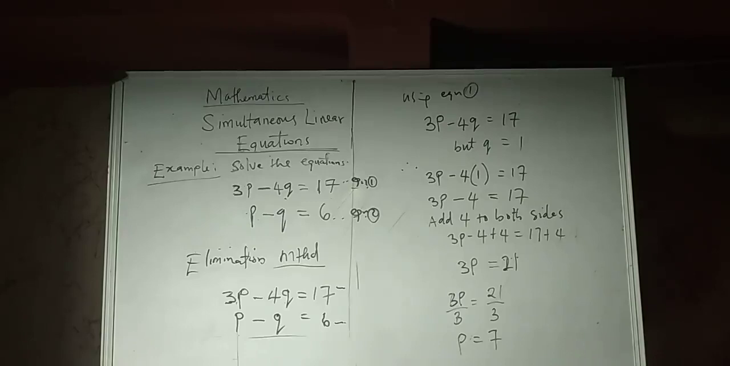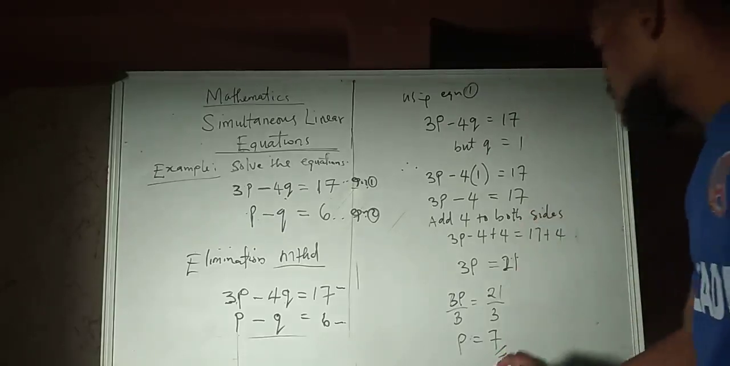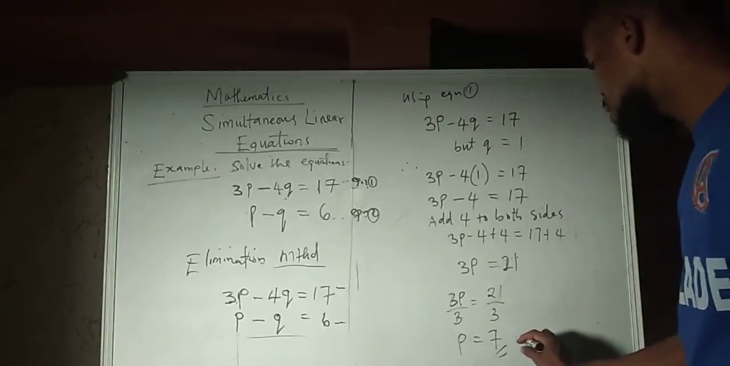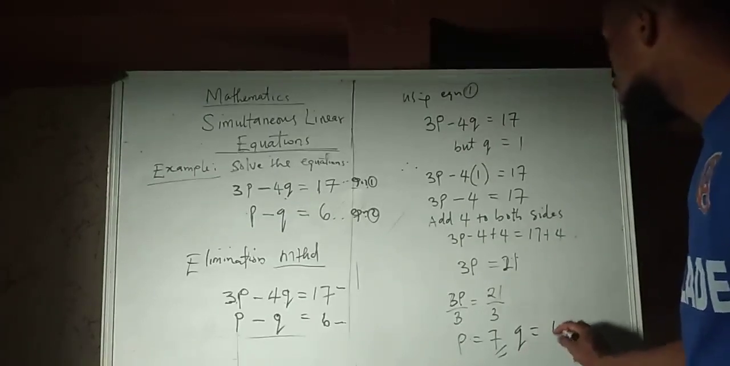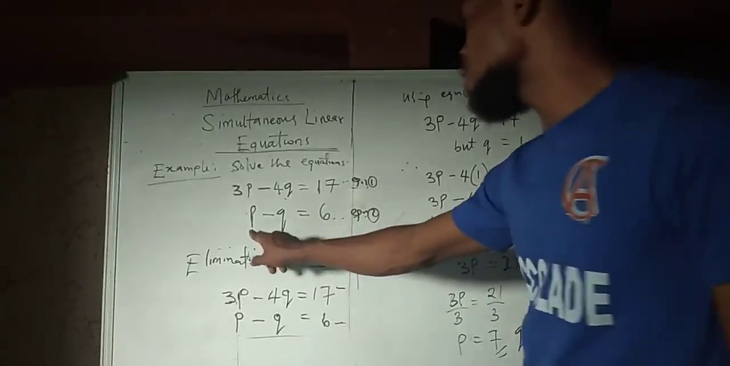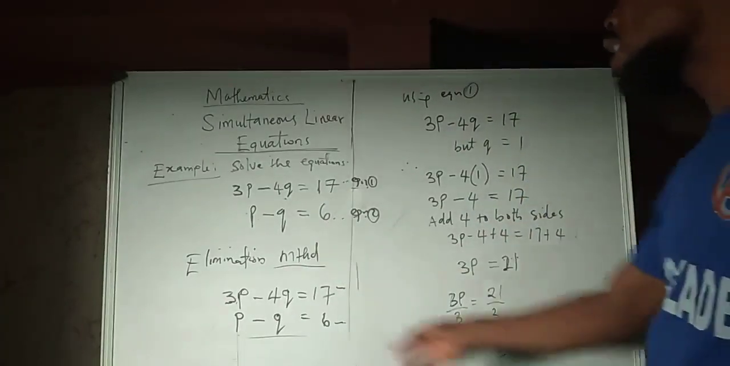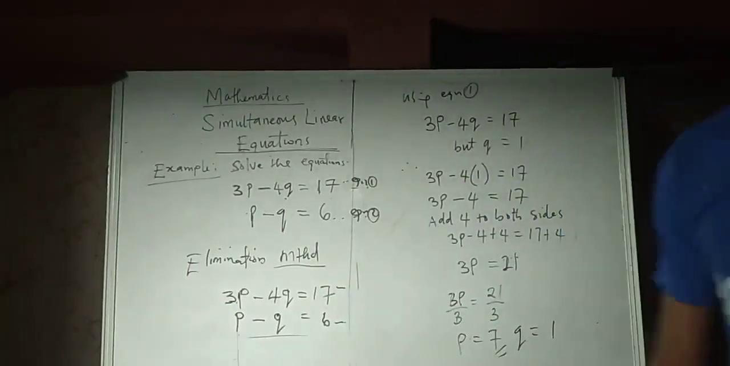So that's the answer here, we are done. The answer is telling us that p is equal to 7 and q is equal to 1. So let's check here. If p is 7 and q is 1, 7 minus 1 is 6, right? So if you check it for this other equation, it should be correct.